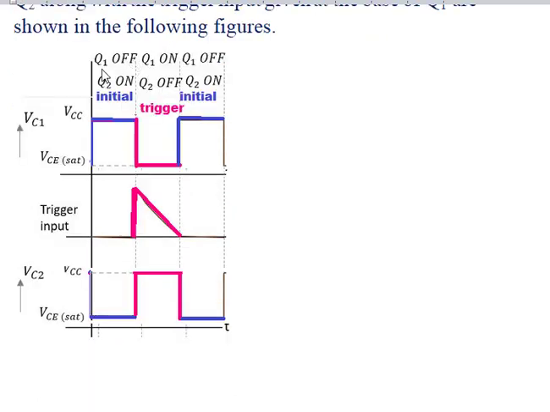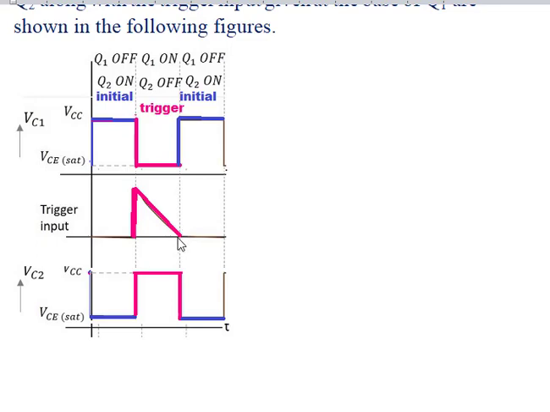When Q1 is in the off condition, the VC1 value is maximum, and Q2 is on, so VC2 is at its minimum value, VC2 is equal to 0. On applying a trigger pulse, the base of the transistor becomes forward biased and then Q1 is shifted to the on condition and Q2 is shifted to the off condition. This condition extends till the trigger discharge.